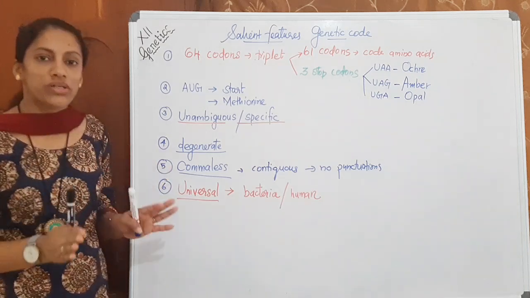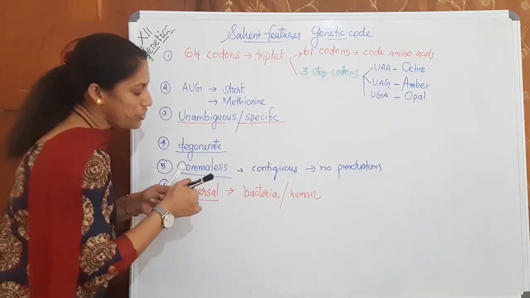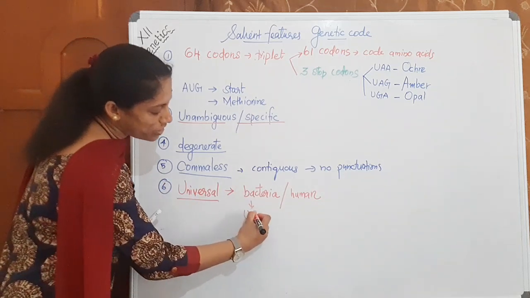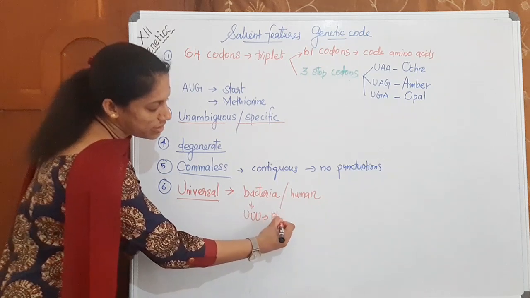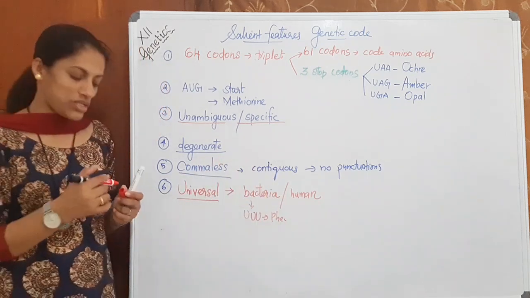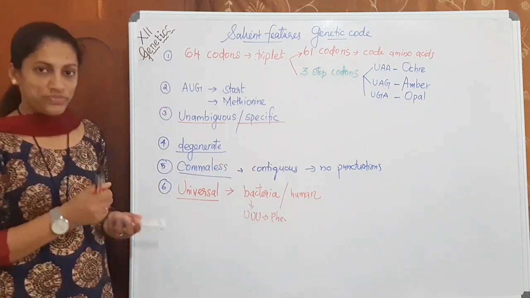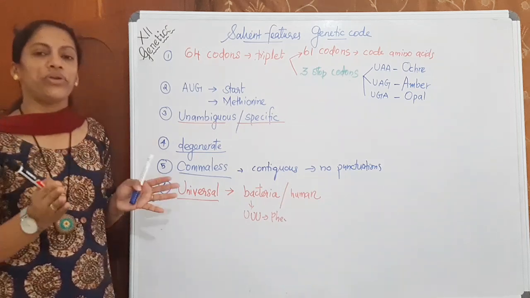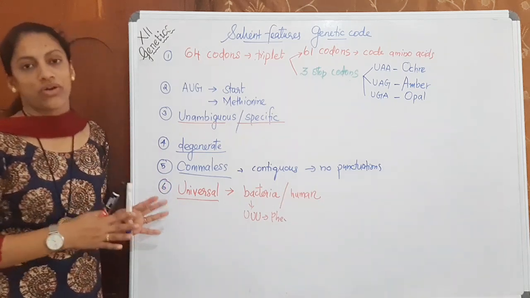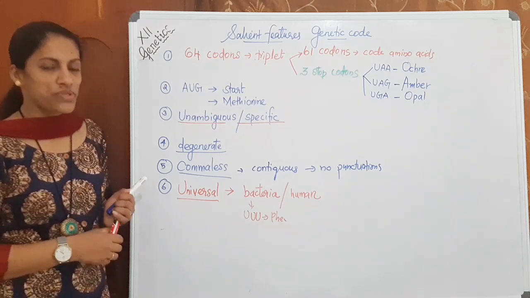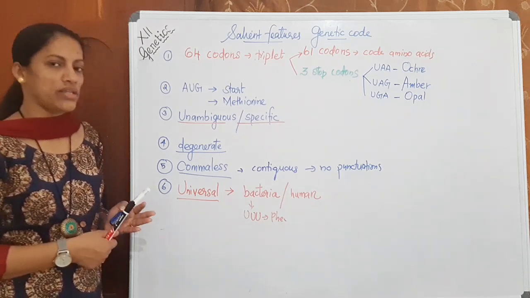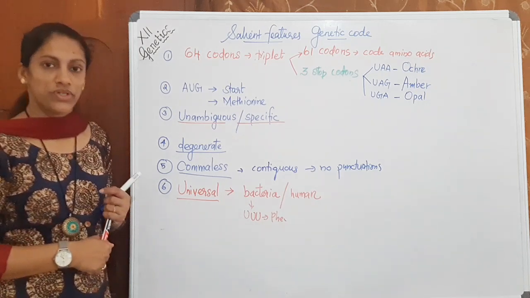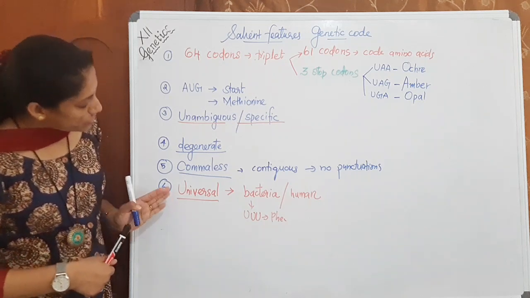It is universal. That means if UUU stands for phenylalanine in bacteria, in human also it stands for phenylalanine. From bacteria to human, the same genetic code is applied. There are some exceptions in the mitochondria and in some organisms that we will discuss later. Okay, so that is about this point.